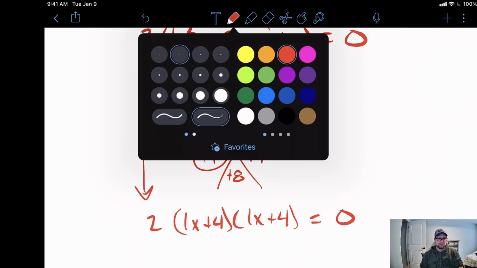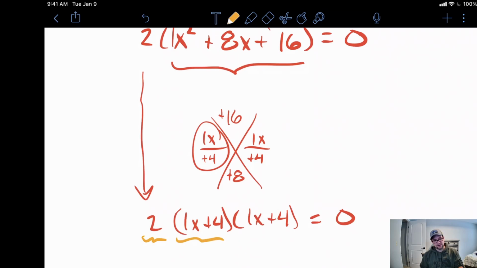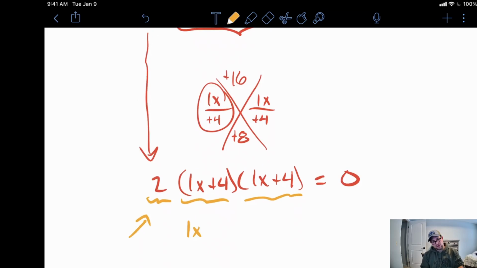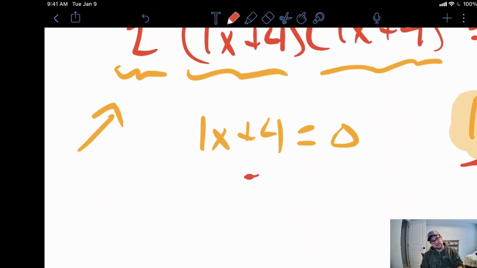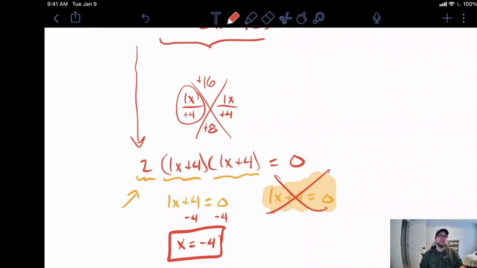Now officially, we have three things that are being multiplied together here to equal 0. But this one doesn't have an x, so that one's never going to change. So I'm going to have my equation 1x plus 4 equals 0 and 1x plus 4 equals 0. Now, one thing you might notice is that these two equations are the exact same. So if they're the same, let's not reinvent the wheel here. We don't need to solve it twice. We're just going to solve the one. So to solve this and get our answer, we'll subtract 4 from both sides, and that will leave us with x equals negative 4, which will be our only answer.